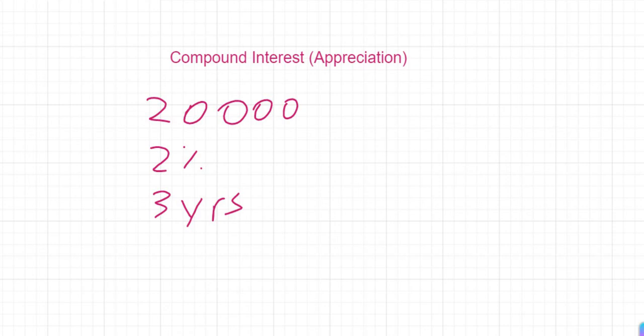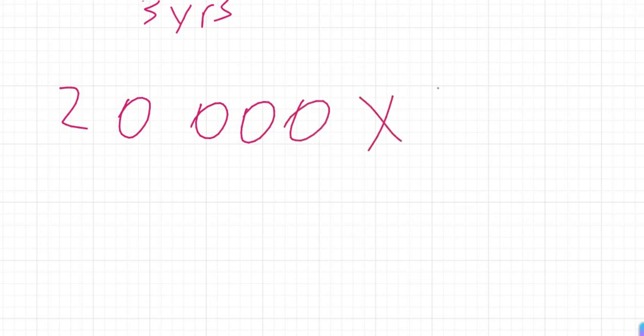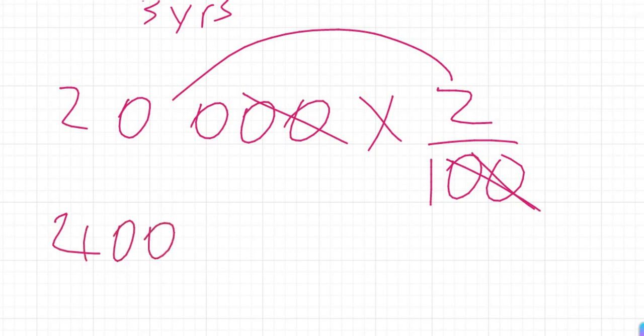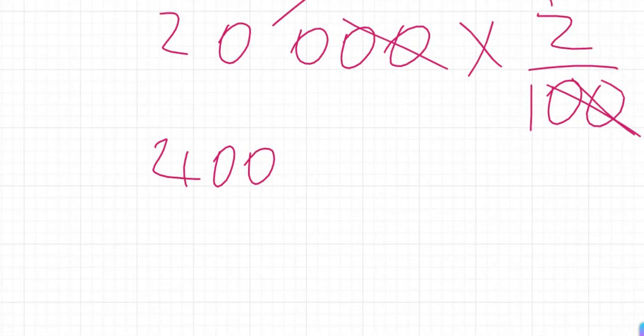So what is 2% of $20,000? If I find 2%, these 2 zeros cancel 2 zeros in that, and so when we multiply 200 times 2, we get $400. Let me write this as year 1. This is for the first year. So if we look at it, we get an interest of $400 on this $20,000.